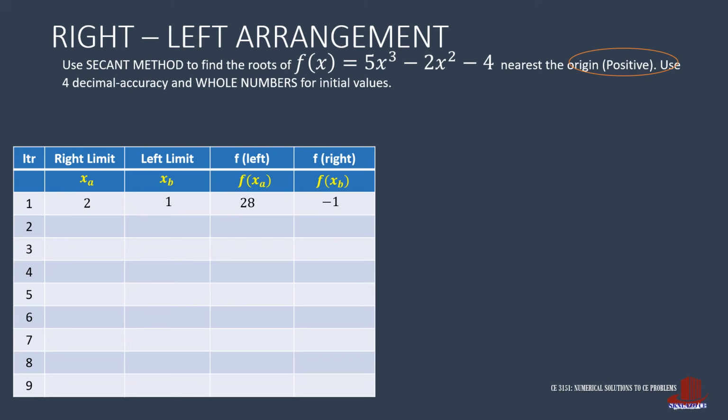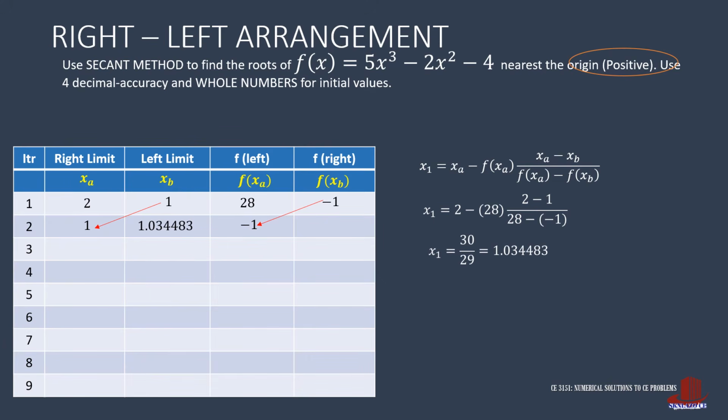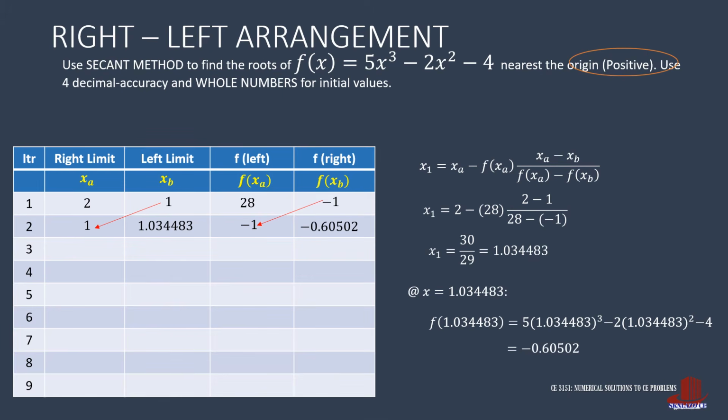The procedure of secant method remains the same in the iteration, where the start is to slide xb as the new x of a, as well as their function. The new xb is then solved from the secant equation, which is 30 over 29 or 1.034483. With this value plugged in to the function, f of xb is shown as -0.60502.